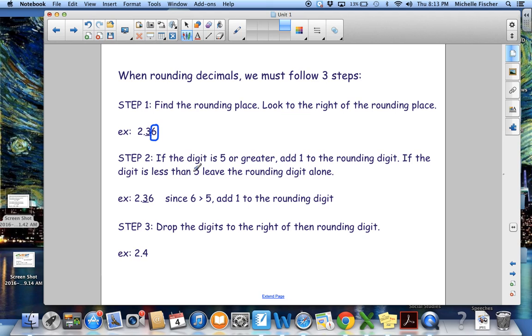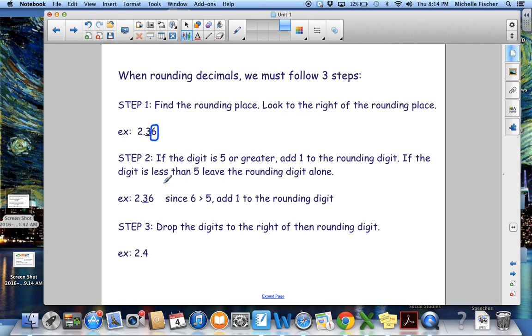Step 2 is where our saying 5 or more, raise the score, 4 or less, let it rest comes into play. If the digit is 5 or greater, we are going to add 1 to the rounding digit. Our rounding digit is 3. If the digit is less than 5, we leave that rounding digit alone. So again, our rounding digit is 3, and we need to look to the right to figure out what we're going to do with that rounding place. So here we have the number 6. Is the number 6 greater or less than the number 5? Go ahead and type that in and click Next when you're ready.